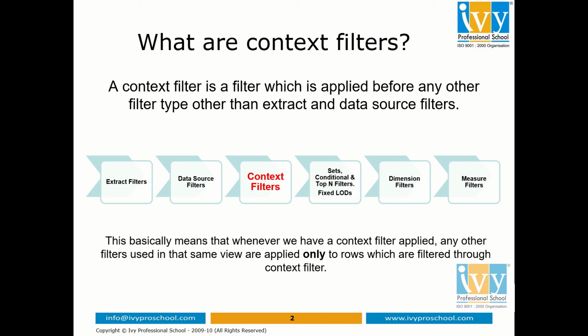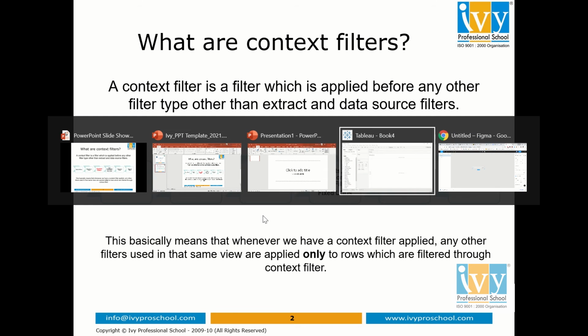Now, it basically means that whenever there is a context filter, whatever extra filters we apply on the data set only get applied on the values filtered with the help of context filters. The only important thing to understand over here is the order in which these filters are applied, and then we're good to go. So let's start by understanding this with the help of Tableau.